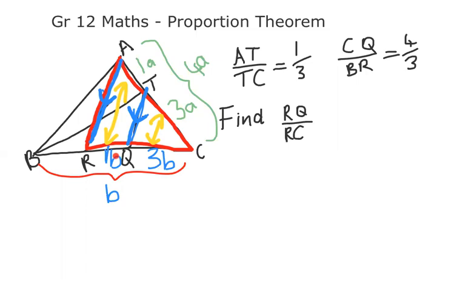Let's see what else they give. They give CQ is 4. Let's remove the 1B and 3B for now and park that. They say QC is 4, so I'm going to keep the B, but write 4 over there: 4B over BR. BR is 3, so I'm going to put 3B over here.